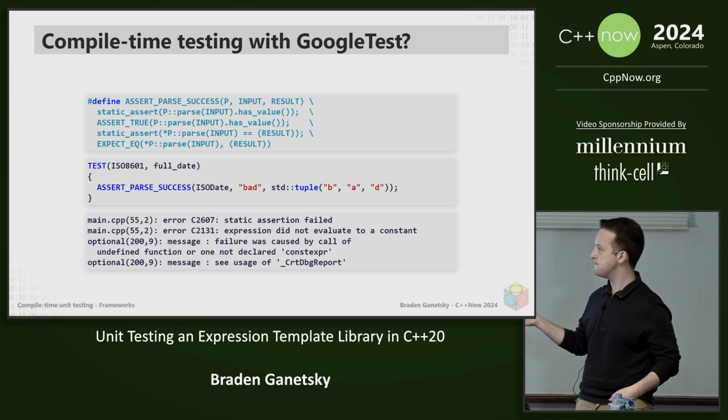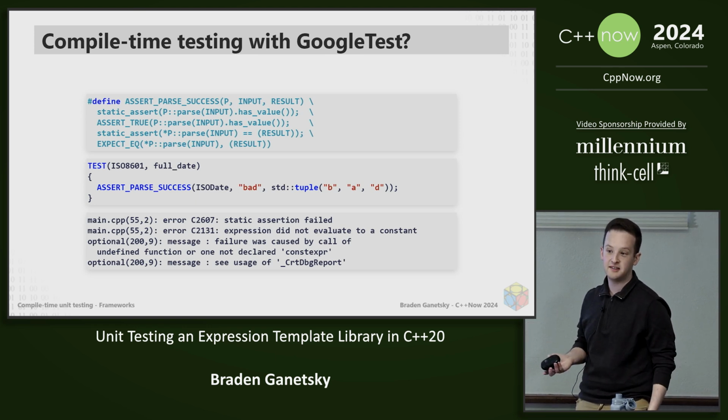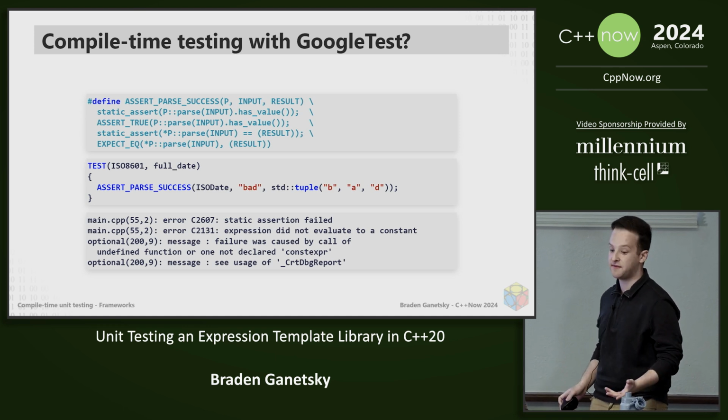Sure. I'm just confused by the message, like undefined function or not declared context, where is a strange message for that. Me too. Yeah, I mean, it's basically how MSVC says you're invoking UB at compile time, at least as far as I understand.